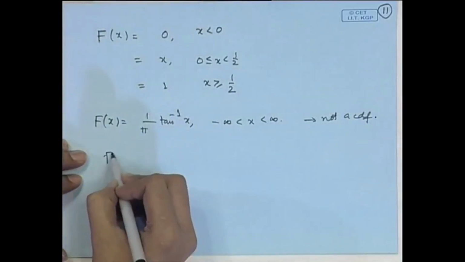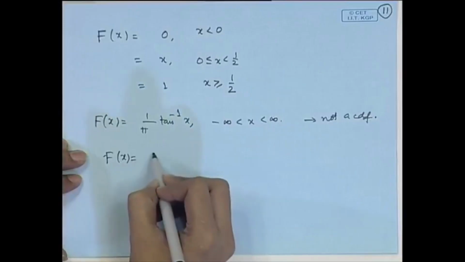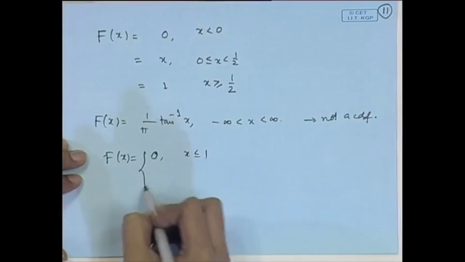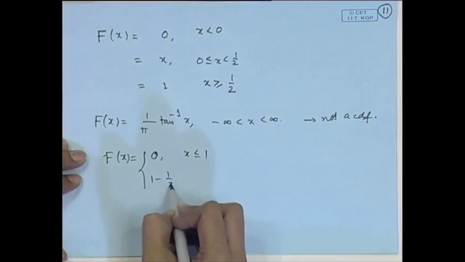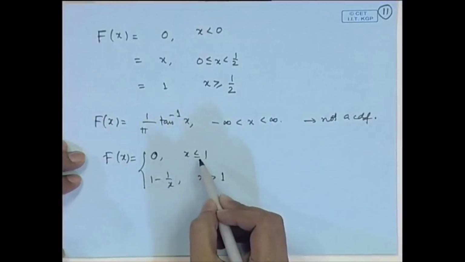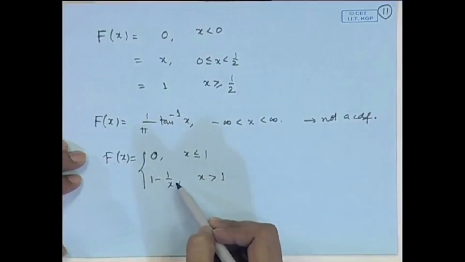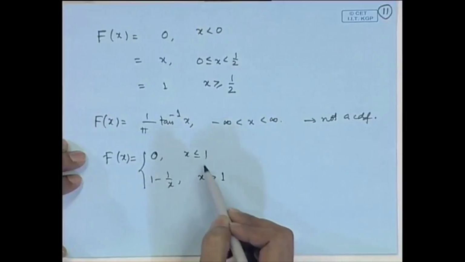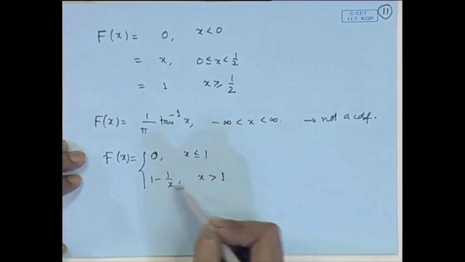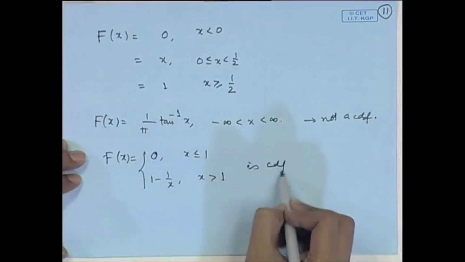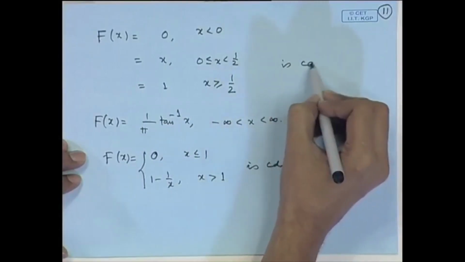If I consider say f(x) is equal to 0 for x less than or equal to 1, it is equal to 1 minus 1 by x for x greater than 1. Once again check the conditions, condition 1, 2, 3, they are satisfied. The right hand limit at x equal to 1 is 0, the value at x equal to 1 is 0, therefore, it is a CDF.